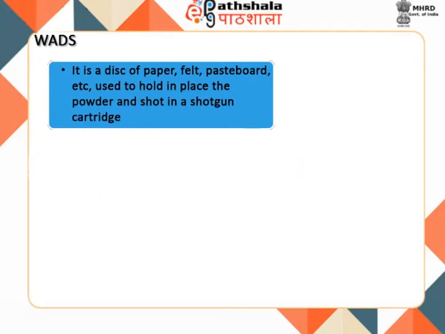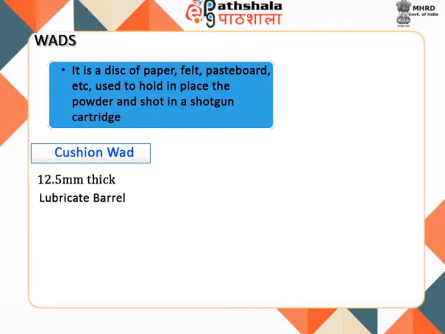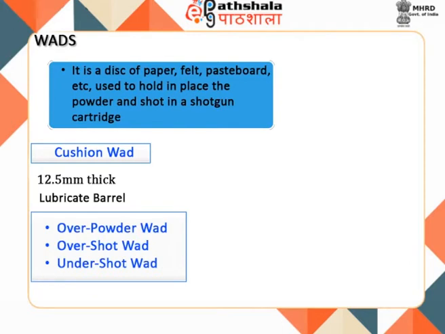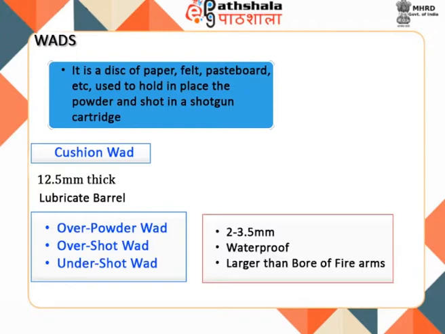In addition, the cushion wads seal the barrel on firing and prevent escape of gases and consequent loss of velocity. The cushion wads are about 12.5 mm thick. They also clean and lubricate the barrels. Overpowder, undershot, and overshot wads are made of special quality cardboards varying in thickness from about 2 to 3.5 mm. They are waterproof. They are slightly larger than the bore of the firearm for which they are intended.